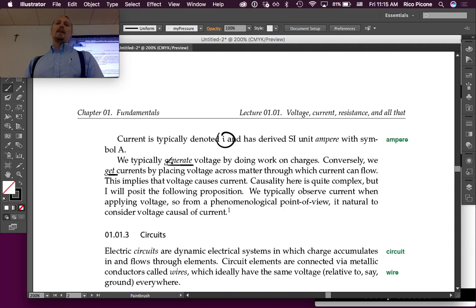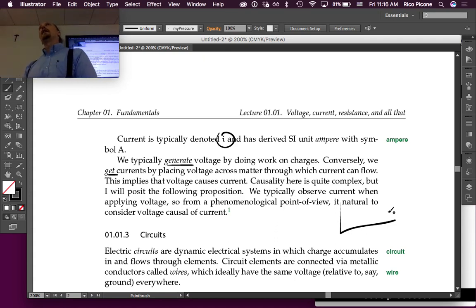So causality here is quite complex, but I posit the following proposition. We typically observe current when applying voltage. Okay? So from a phenomenological point of view, from just observing the phenomena around us, it is natural to consider voltage causal of current.